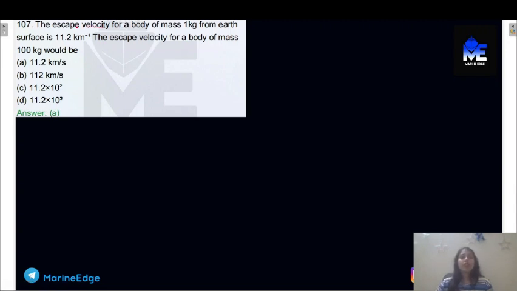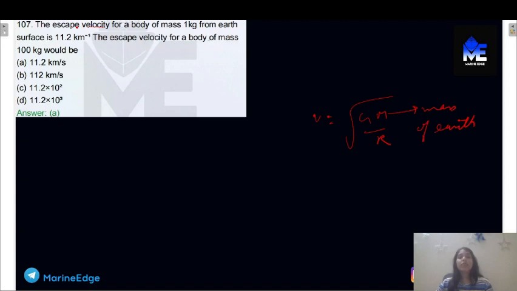The escape velocity of a body of mass 1 kg from Earth's surface is 11.2 km per second. Now, what is the formula for escape velocity? V equals under root GM upon R. This M is the mass of Earth, right? It is not at all dependent on which object is trying to escape.